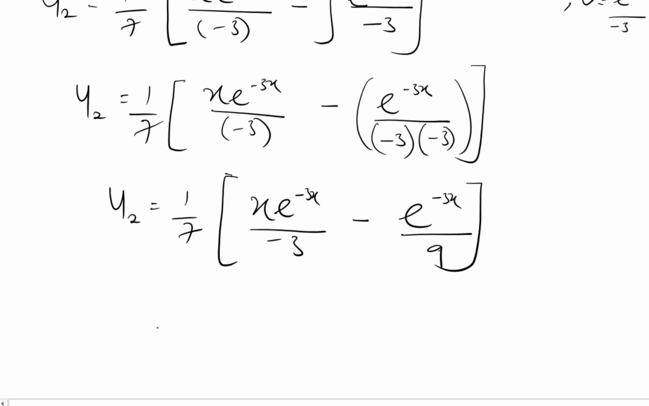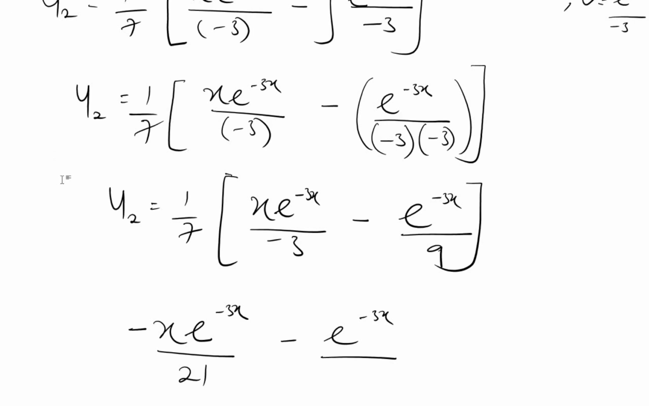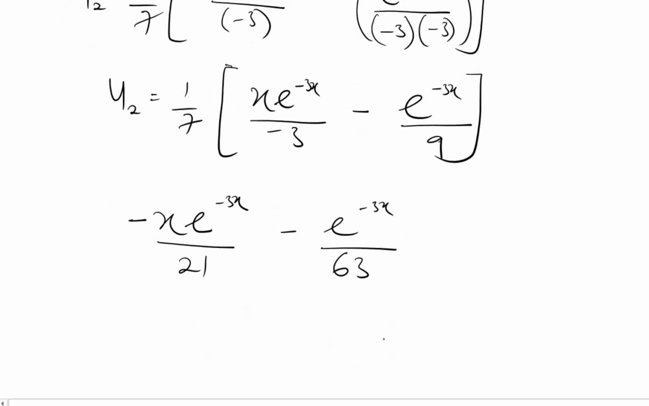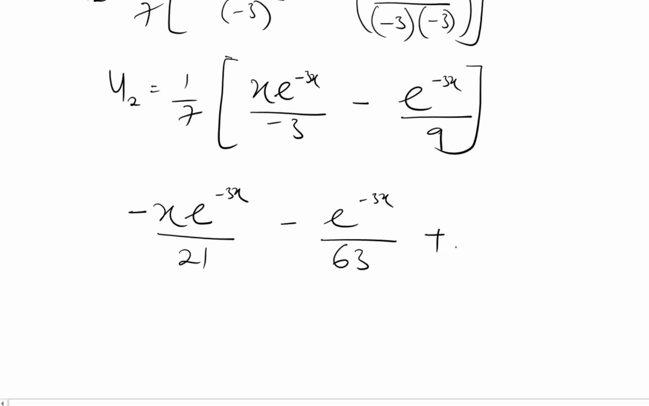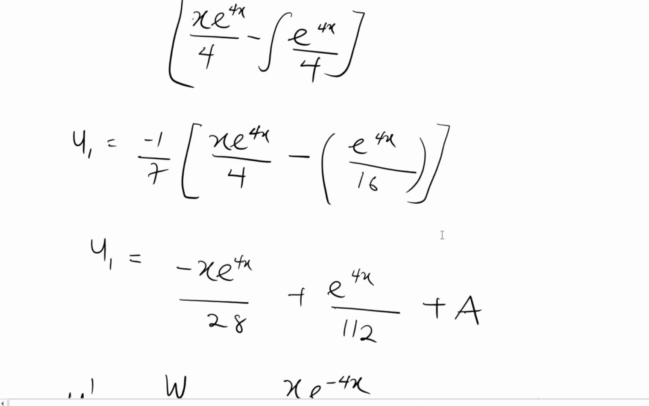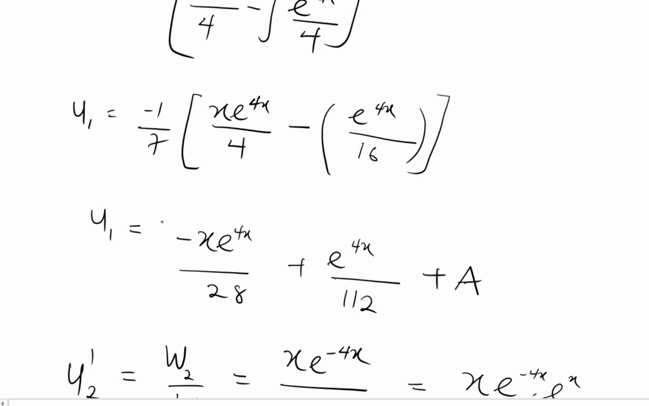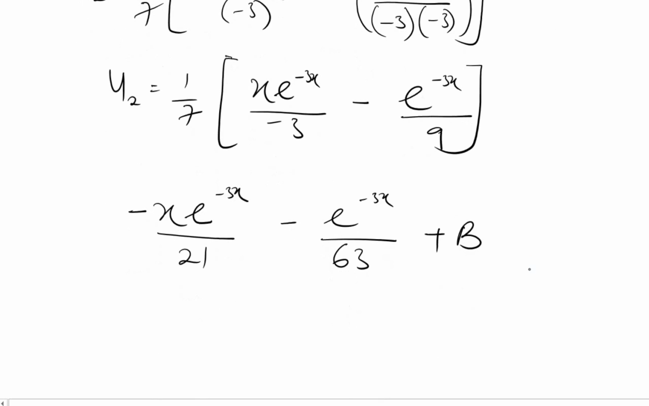Then this will give me x exponential minus 3x, put the negative here, divided by 21, then minus exponential of minus 3x divided by 9 times 7, which is 63. Then plus the constant of integration. Here let me say b. There I put a for the first one when determining u1. So this is my u1 and this is my u2.